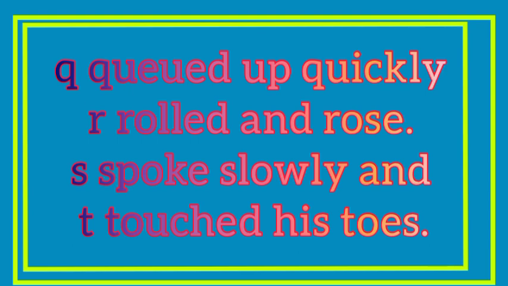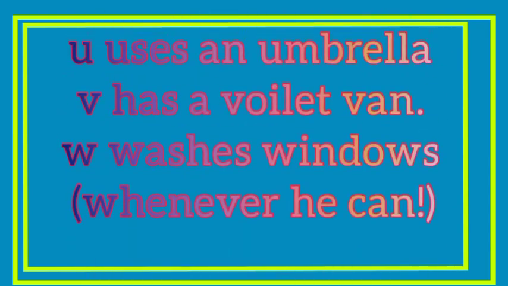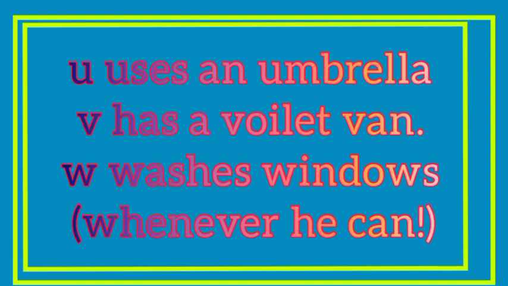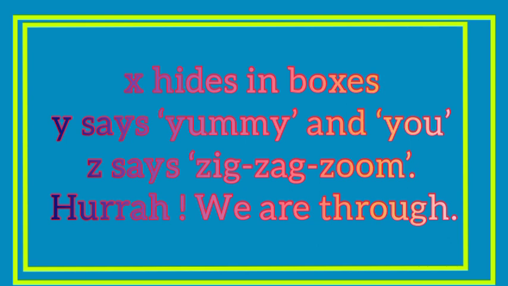S spoke slowly and T touched his toes. U uses an umbrella, V has a violet van. W washes windows whenever he can. X hides in boxes, Y says yummy and you. Z says zigzag zoom, Z says zigzag zoom. Hooray, we are through.